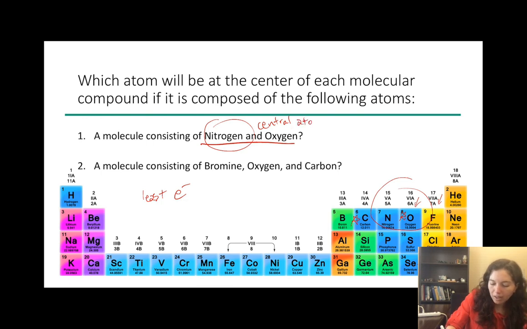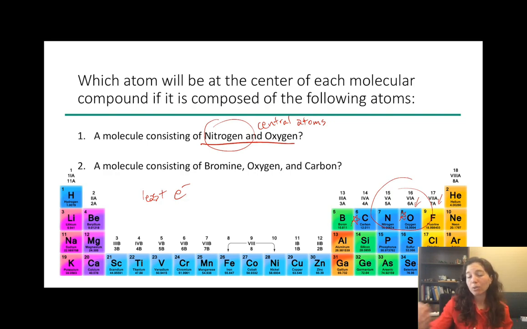We don't know how many oxygens are here yet or how many nitrogens. This problem doesn't really tell us. All it's asking us is to choose the least electronegative atom, and we're going to put that at the center, okay? So let's take a look at carbon, oxygen, and bromine. I'm actually going to look this one up because it might be a close call.